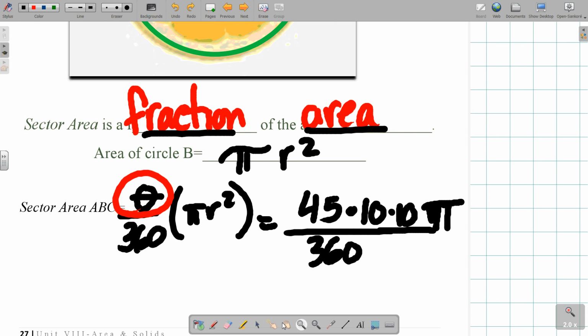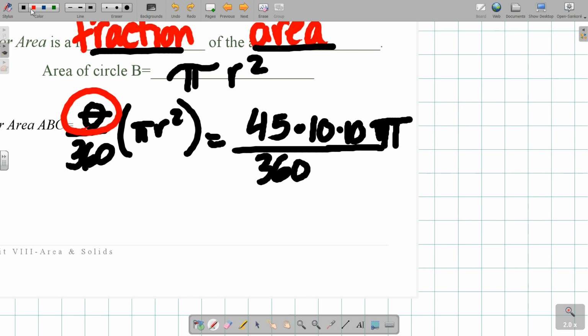Let's zoom in. Again, challenge yourself to do this without a calculator. You really, really can. I'm going to take 10 and go into 360, and I'm going to reduce it to 36. 45 and 36, 9 goes into both. 9 goes in here 5 times. 9 goes in there 4 times. I'm going to circle the 10 and the 4. 2 goes in there twice. 2 goes in there 5 times. There's nothing else to reduce.